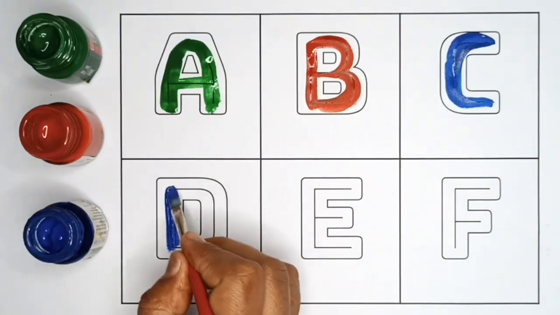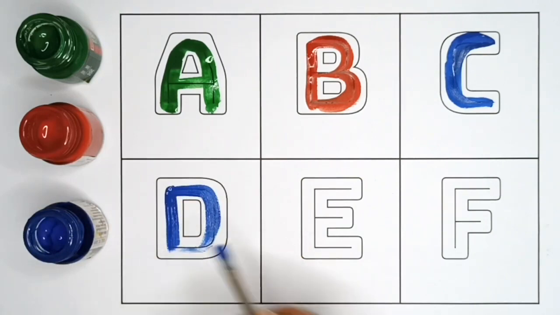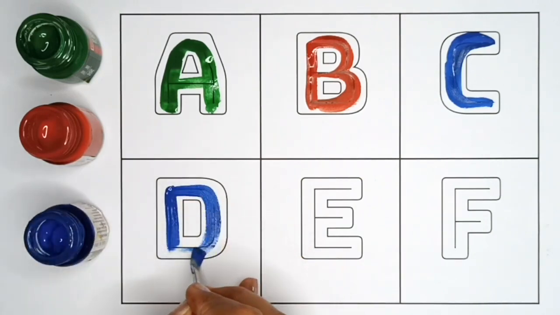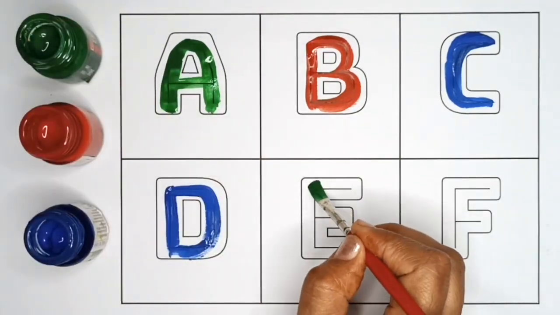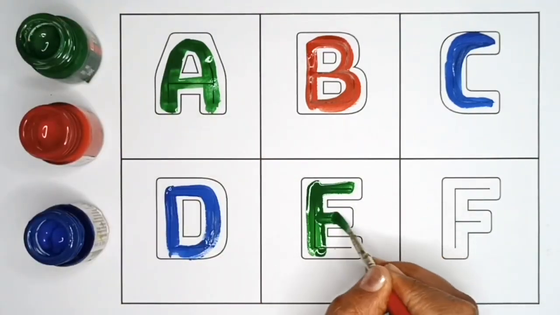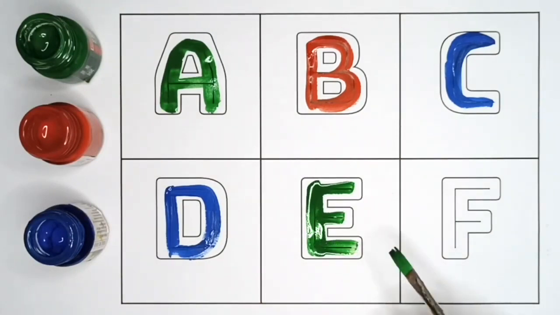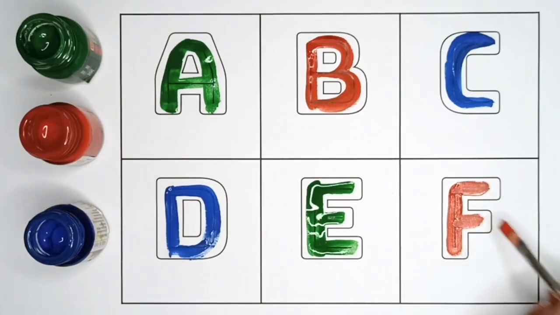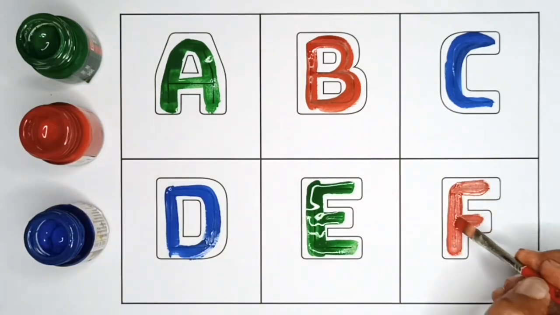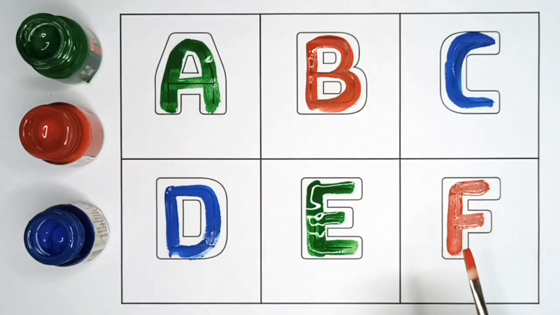D. D for dog. Blue color. E. E for elephant. Green color. F. F for fish. Red color.